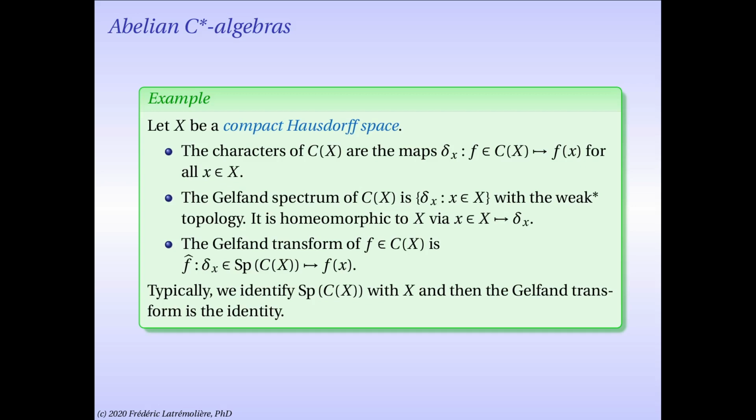So what is the Gelfand transform of an element? Well, it takes a point in the spectrum, so a delta at some x, where x is a point of my space, and we've seen that there's a bijection, so I know there's a unique x here, so I can simply calculate f of x as the value that the Gelfand transform of f assumes at the map delta sub x for any point x in your space. And typically we actually identify the Gelfand spectrum of C of X simply with X, and if we do that, then the Gelfand transform simply is the identity.